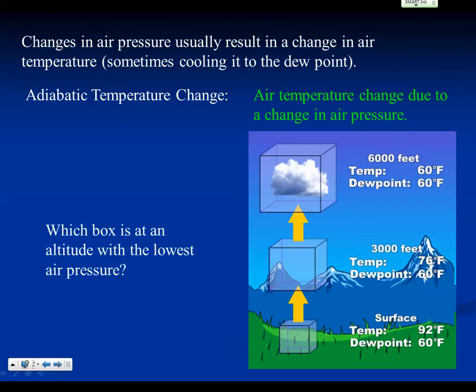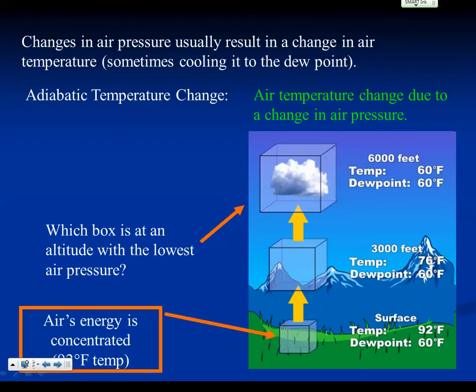Move forward here a little bit. Which box is at an altitude with the lowest air pressure? If you answered the upper box, you're correct, and that's why it's expanding. You can think of the lower box as a box that has more energy concentrated in a smaller volume, and you can see the temperature there is 92 degrees Fahrenheit. The outside air pressure is pushing more on that, causing those air molecules to be in a smaller volume and therefore concentrating that energy around, so it's reading warmer.